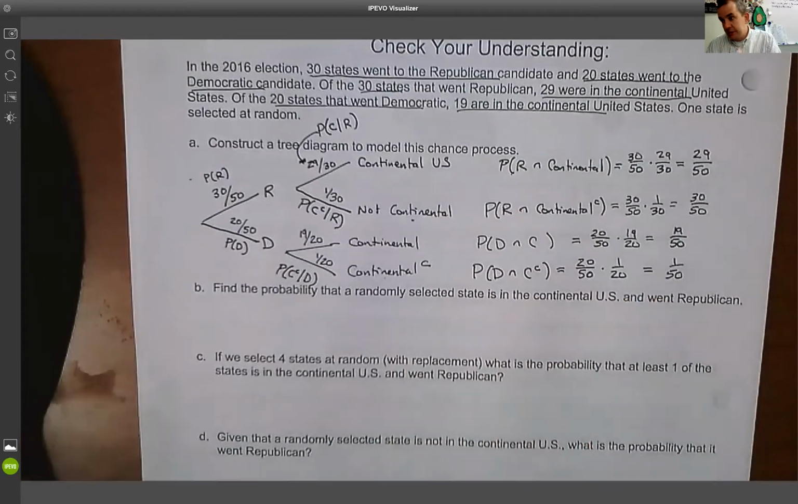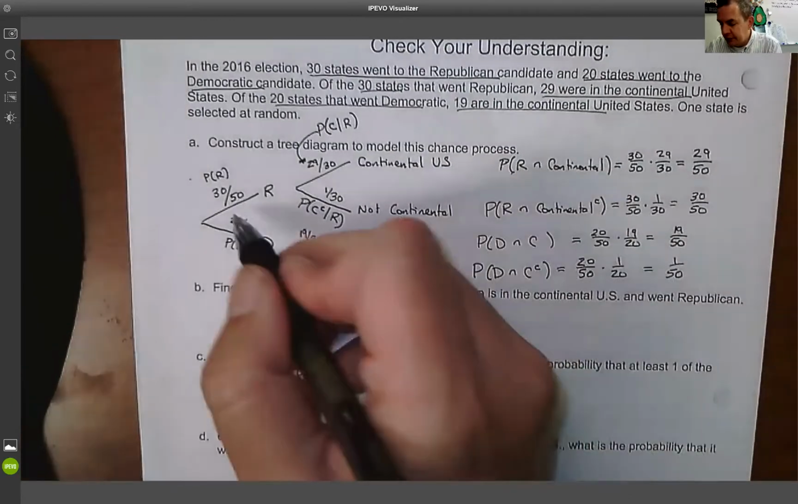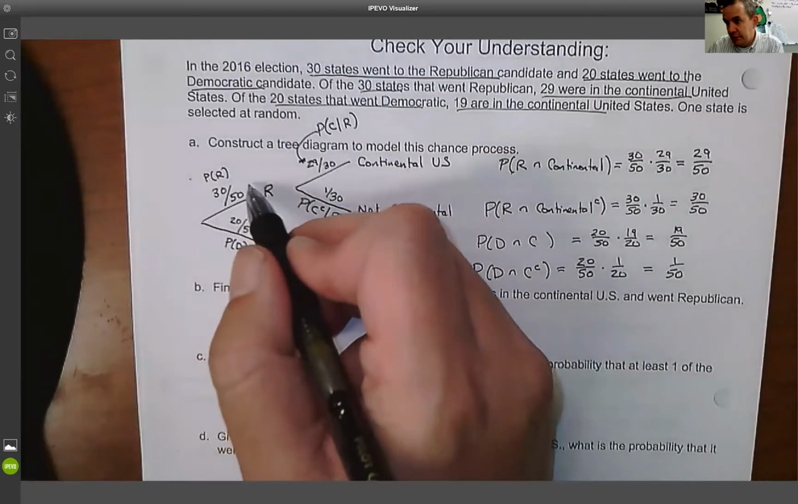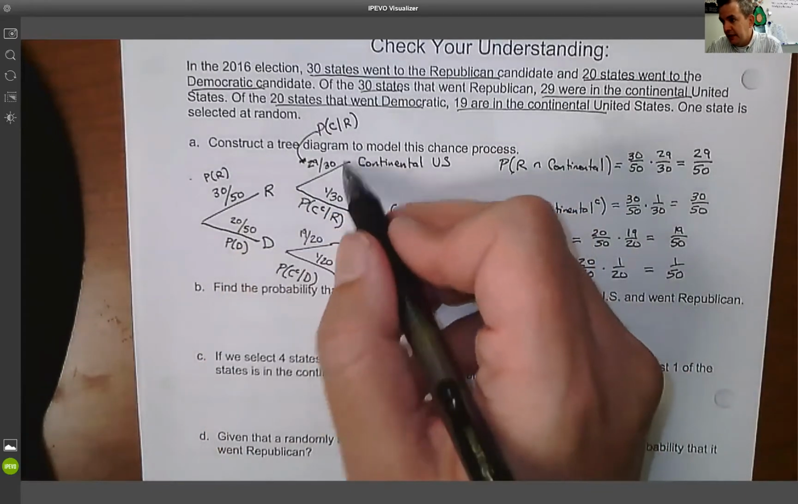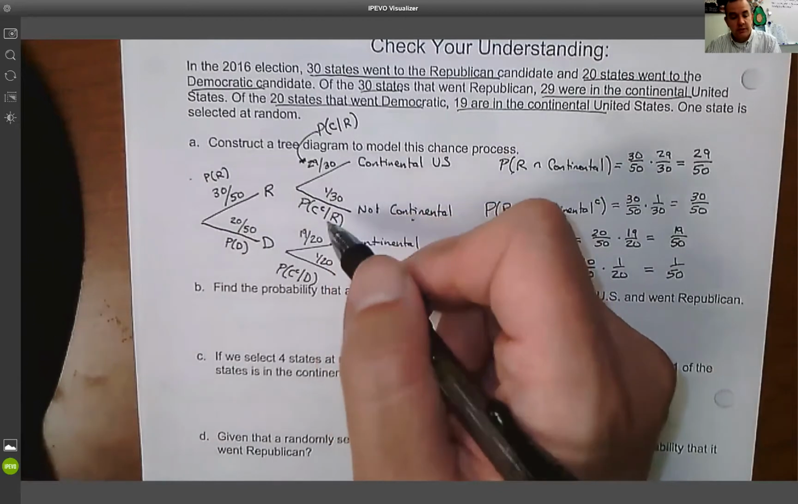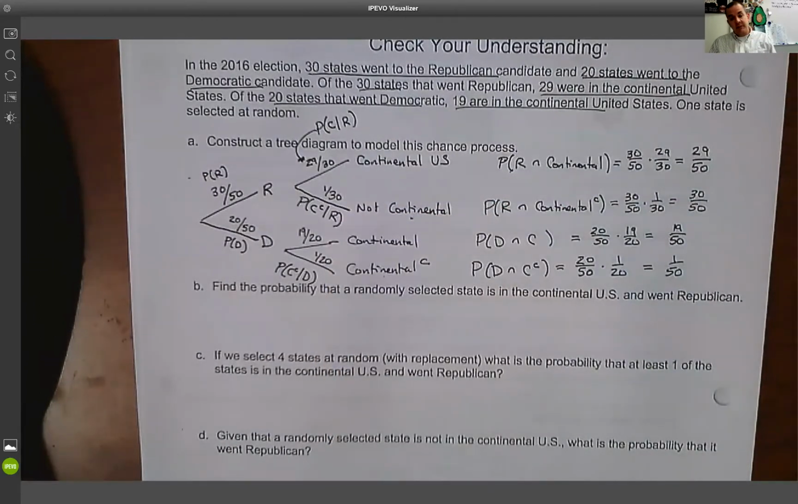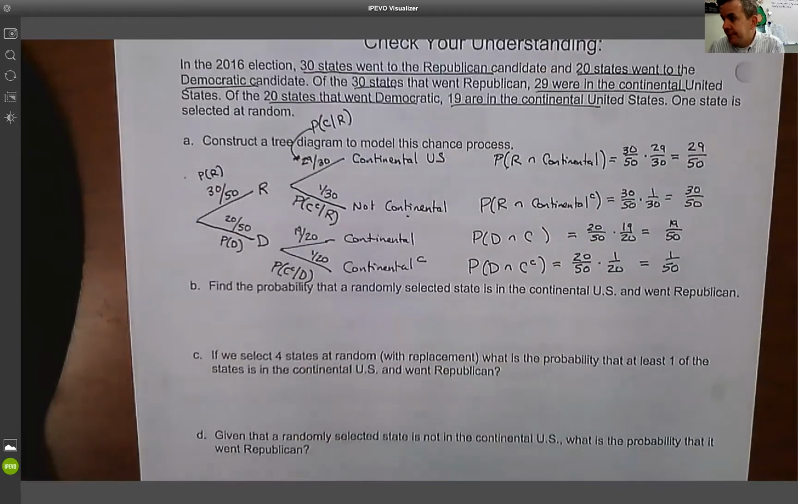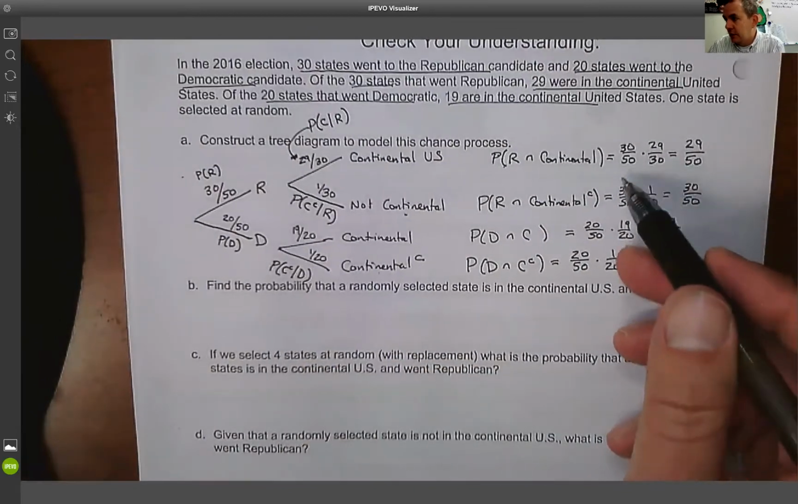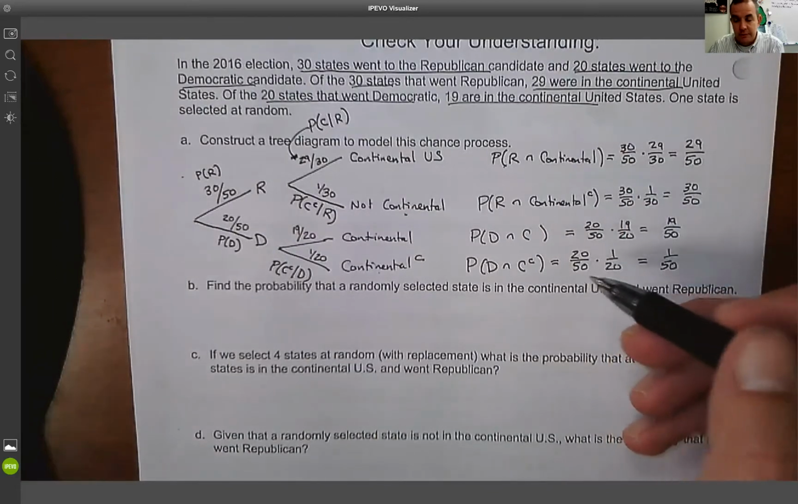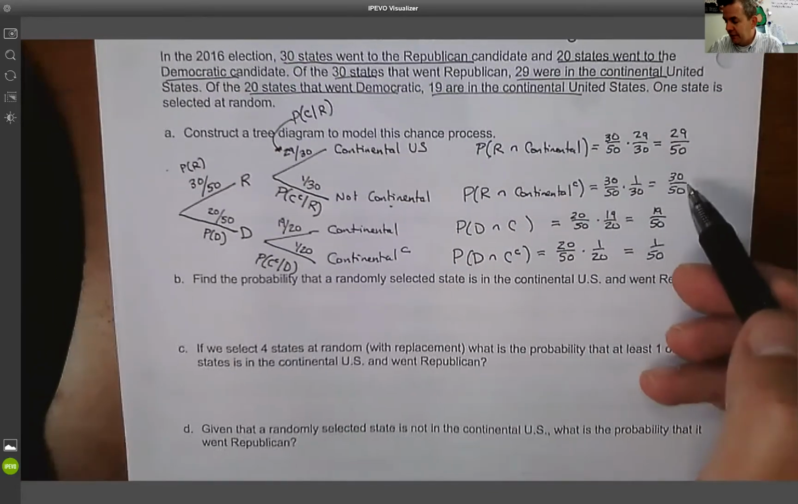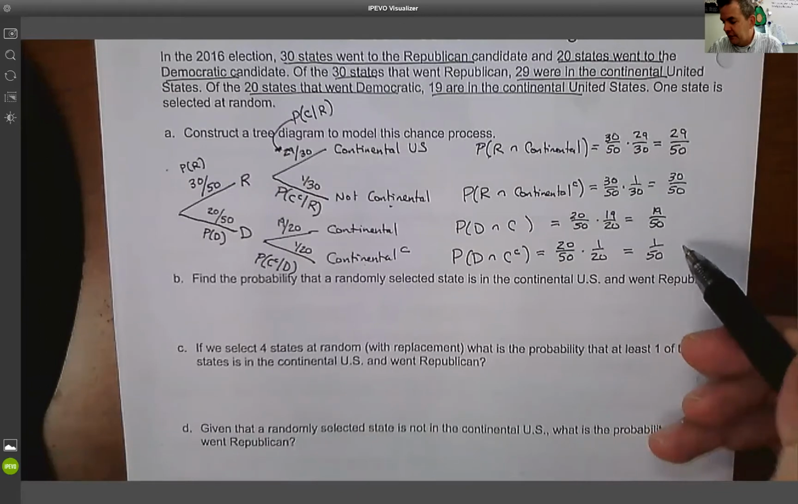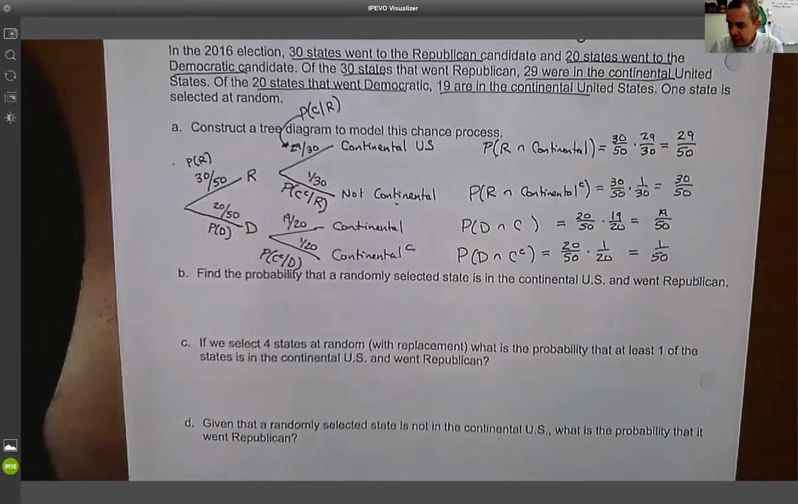Okay, so let me show you some things that actually are always going to happen. These two branches here should always add to 1. You're either a Republican or a Democrat. These two branches should always add to 1, because if you're a Republican, you're either in the continental United States or you're not. Same thing holds for the Democrats. It should add to 1. One last thing that should add to 1, all 4 of these, because this is all the 4 possible outcomes I could have. So 29 out of 50 plus 1 out of 50 plus 19 out of 50 plus 1 out of 50 should equal 1.